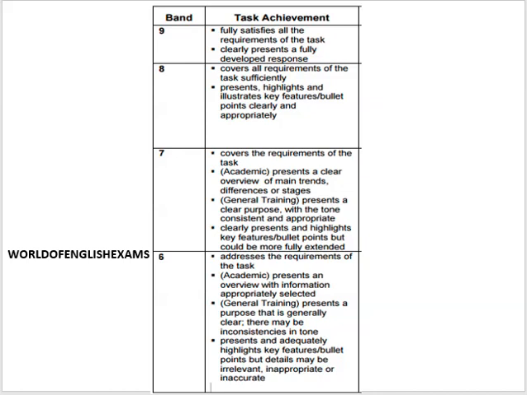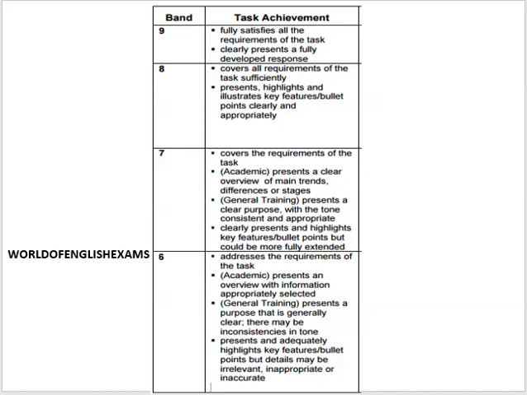Now let's see the last point. Presents and adequately highlights the key features or bullet points, but details may be irrelevant, inappropriate or inaccurate. So these 3 words are very important: irrelevant, inappropriate, inaccurate. What is the meaning of irrelevant? Whatever the question prompt is asking you to do, maybe you are deviating from that central topic and what the bullet point is specifying. And just as an added note, every general letter question prompt will contain 3 bullet points.